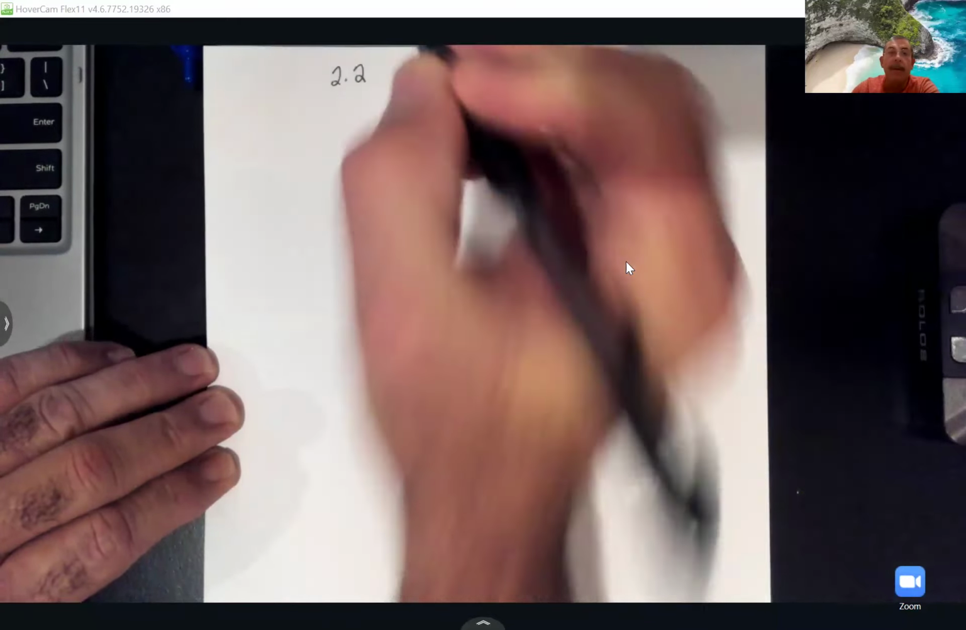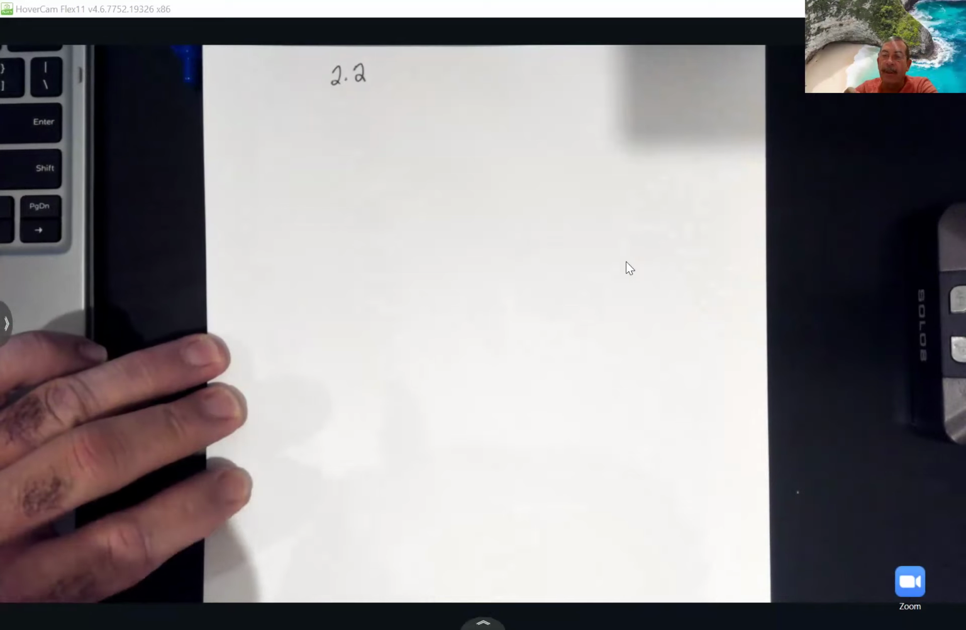All right, y'all. So 2.2, like I said, deals with functions and graphs.